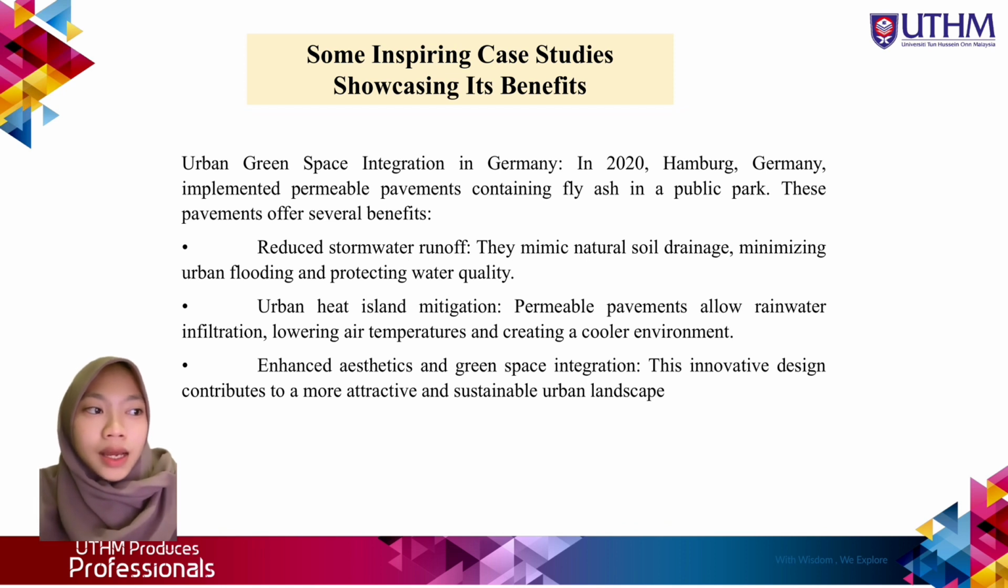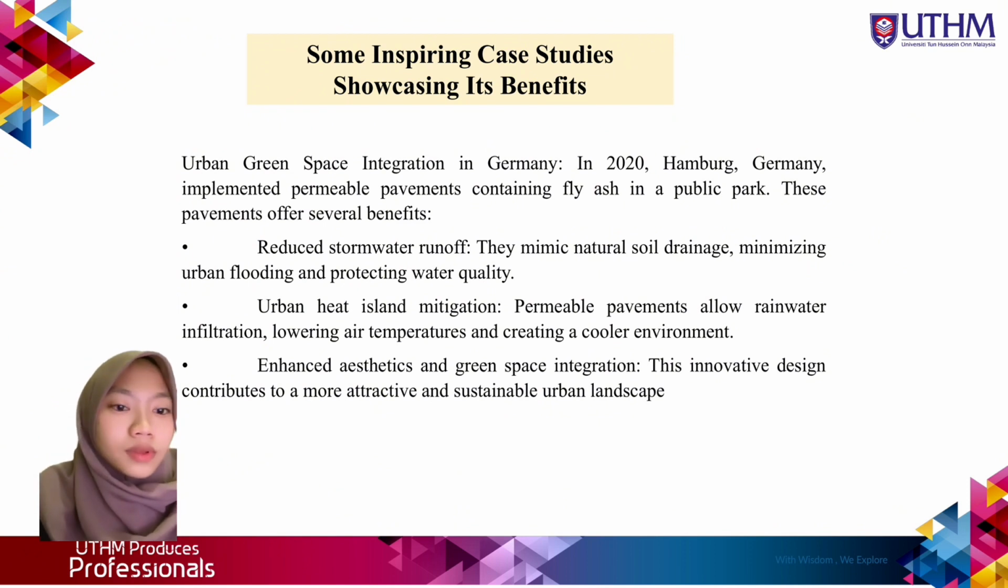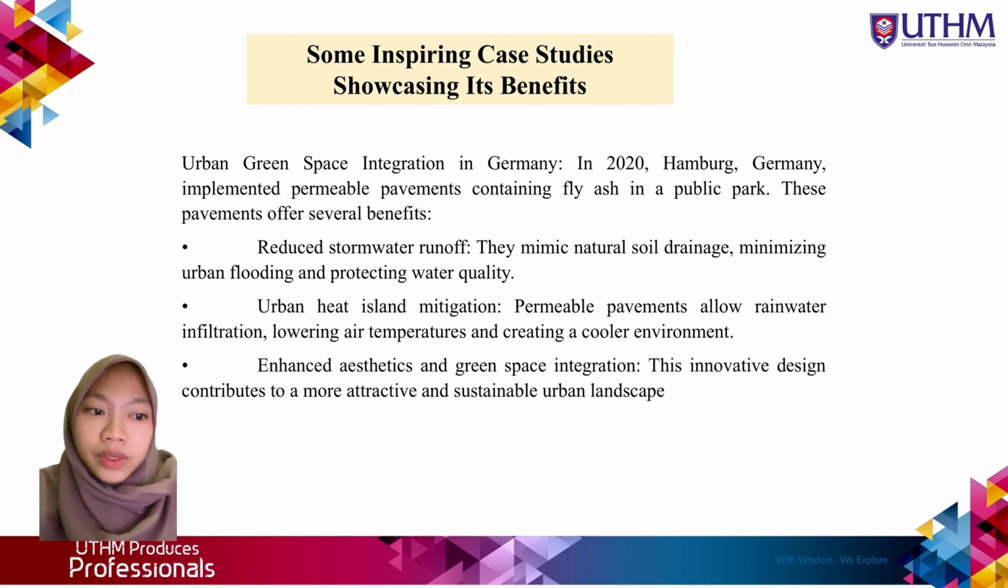In 2020, Hamburg, Germany implemented permeable pavement containing fly ash in a public park, and this pavement offers several benefits, which is you can reduce stormwater runoff, and it mimics natural soil drainage, minimizes urban flooding, and protects water quality. And next is urban heat island mitigation, where permeable pavement allows rainwater infiltration, lowering air temperature and creating a cooler environment.